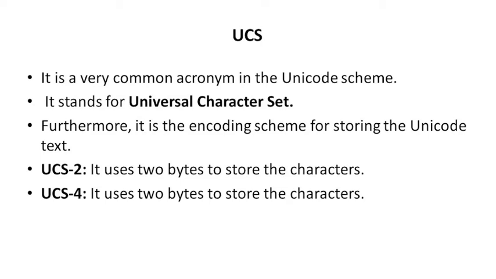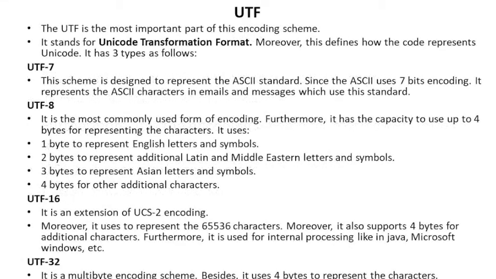Next heading is UCS. It is a very common acronym in the Unicode system. It stands for Universal Character Set. Furthermore, it is an encoding system for storing Unicode text. We have two types, UCS2 and UCS4. UCS2 uses 2 bytes to store the character. UCS4 uses 4 bytes to store the character.